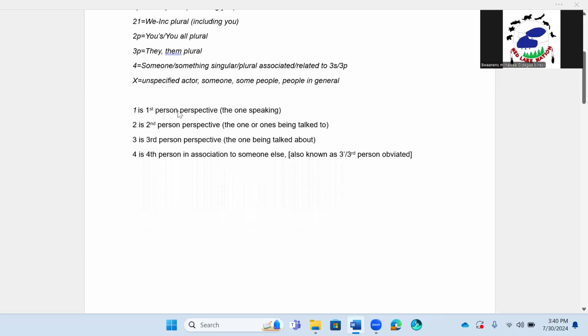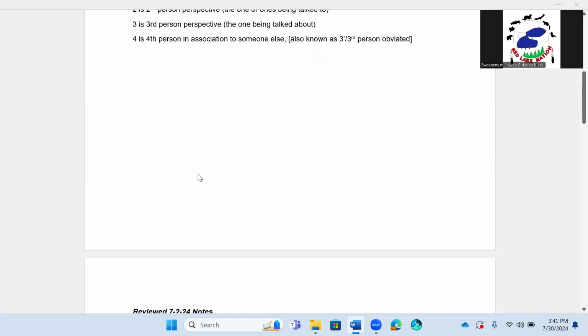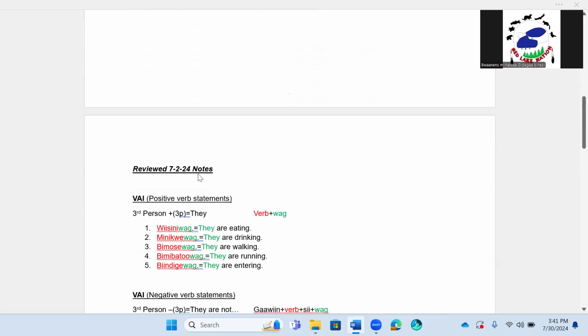So once again, 1 is first person perspective, the one that is speaking. 2 is second person perspective, the one or the ones being talked to. 3 is third person perspective, the one being talked about. And then 4 is fourth person in association to someone else, also known as 3 or third person obviative. All right. So don't stress too much about that. You'll start to see the pattern a little bit later on as we start working into different exercises and working with different statements in Ojibwe.